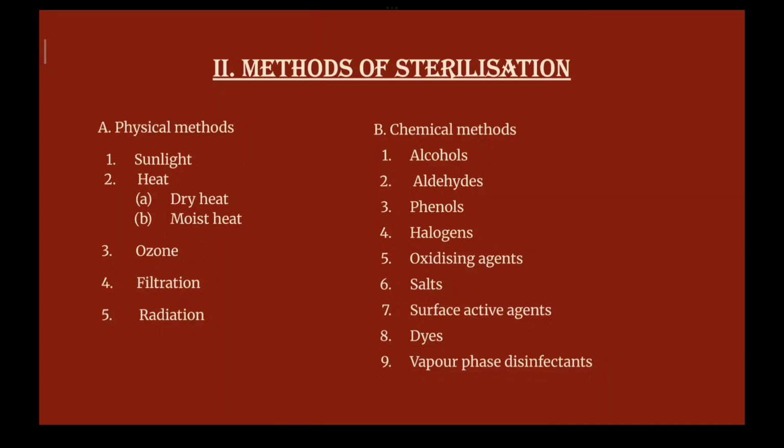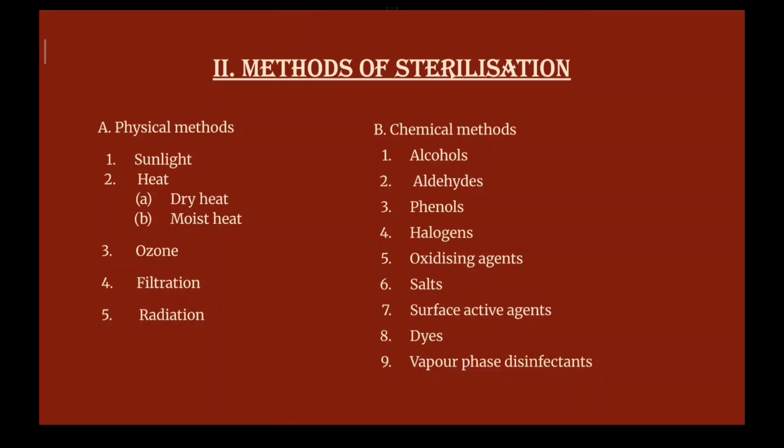Now, the methods of sterilization that can be adopted in a clinical and laboratory setting are the physical and the chemical methods. Today we'll be covering the physical methods: sunlight, heat, and dry heat alone. In the next videos, we'll be learning about the moist heat, ozone, filtration, and radiation. The chemical methods will be covered in another video, and the last topic, involving tests for disinfection, will be the fourth video. So in this video, we'll be studying the physical methods.